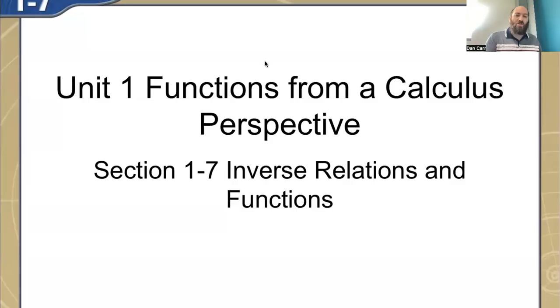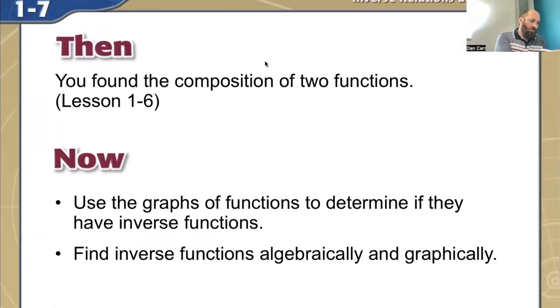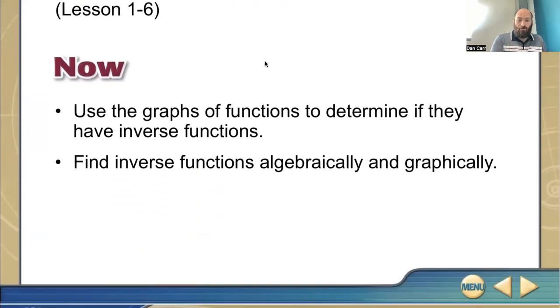Today we're going to be looking at section 1.7, talking about inverse relations and functions. Part of what we're doing today is focusing on the graphs of functions to determine whether or not they have inverse functions, and also finding our inverse functions algebraically, and also looking at it graphically as well.